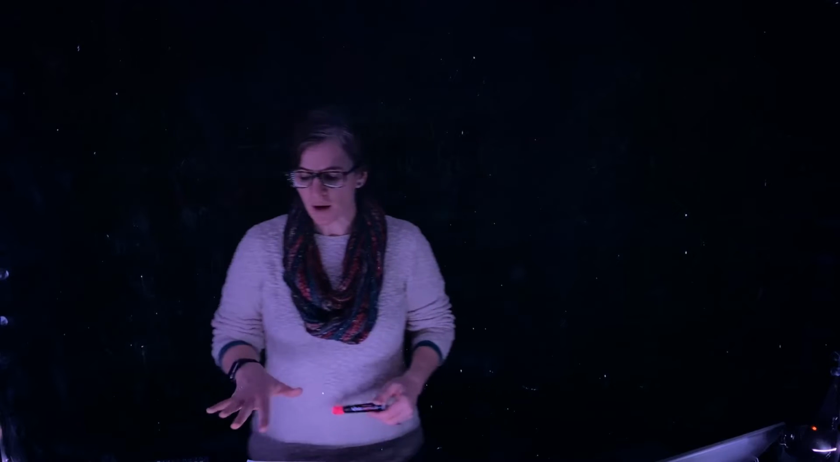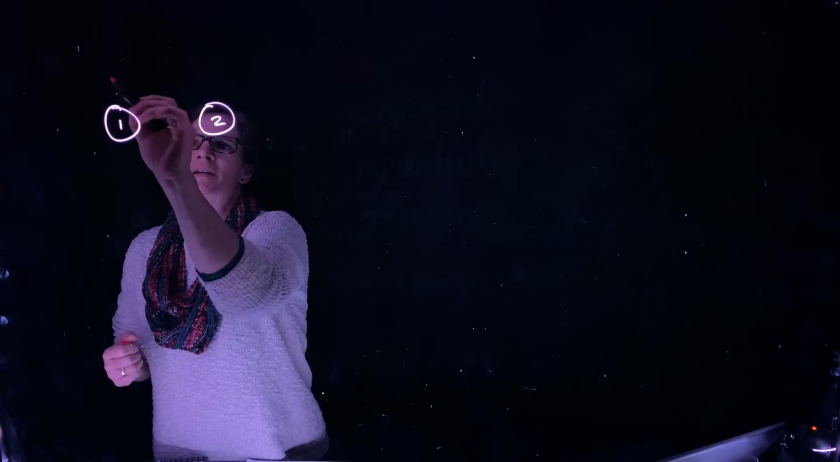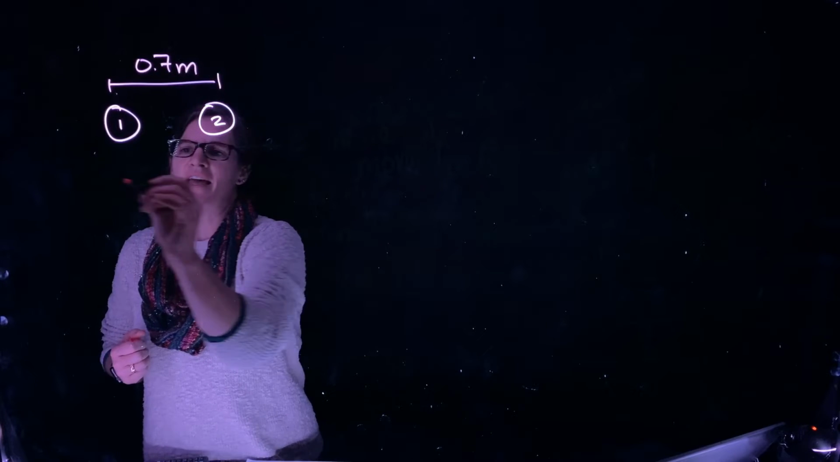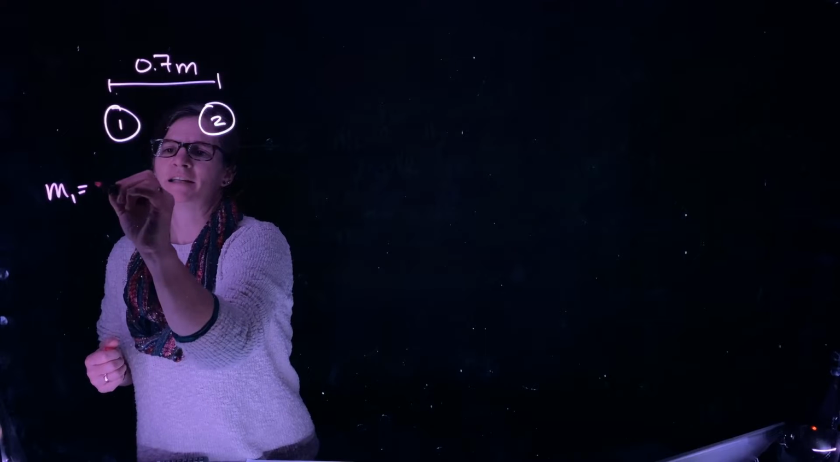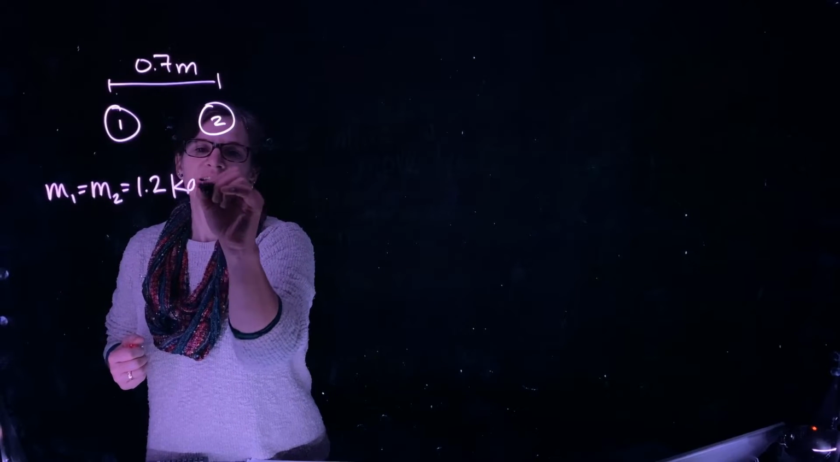Okay, we're going to look at a practice problem using Coulomb's law. And this problem reads, two 1.2 kilogram masses are 0.7 meters apart on top of a table. So I'll just draw that in there. So we have mass 1, mass 2, they're 0.7 meters apart, and the mass of 1 equals the mass of 2, which equals 1.2 kilograms.